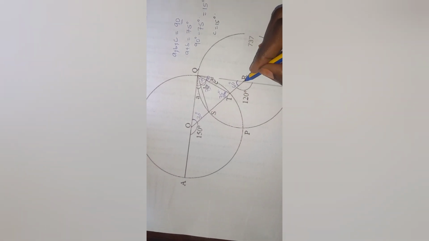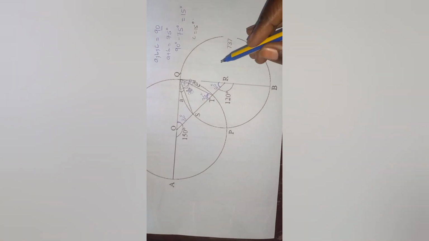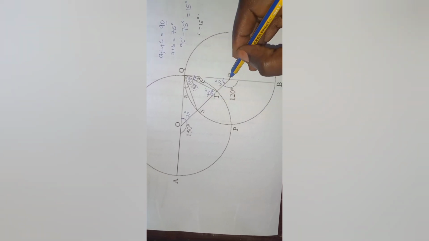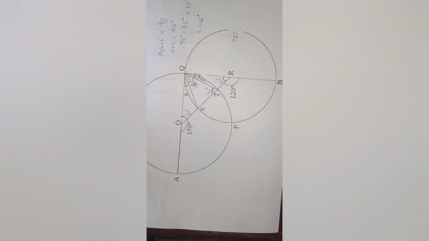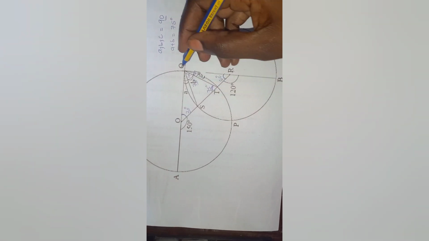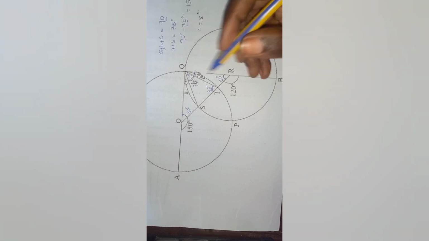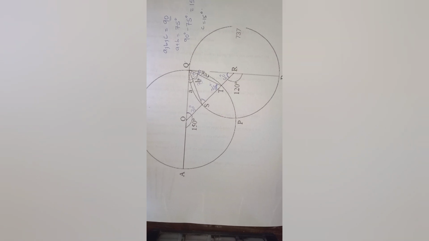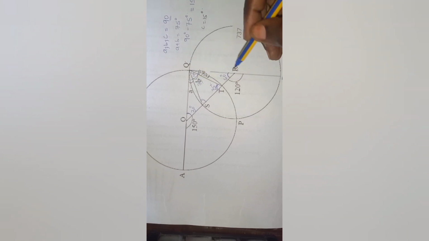Now let's look at this. R is also the center of this other circle. If R is the center of this other circle, that will make RS and RQ equal because all of them are the radius of a circle. So if they are equal, RSQ will be an isosceles triangle. And if RSQ is an isosceles triangle, that means we can get this angle here, because this one and this one are now the base angles of an isosceles triangle, and they are equal.